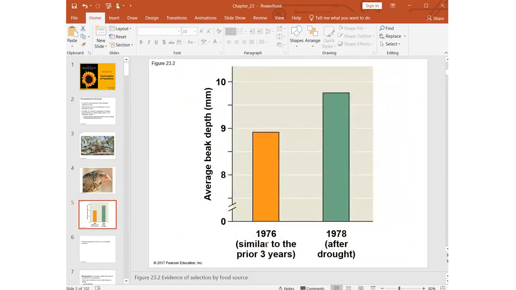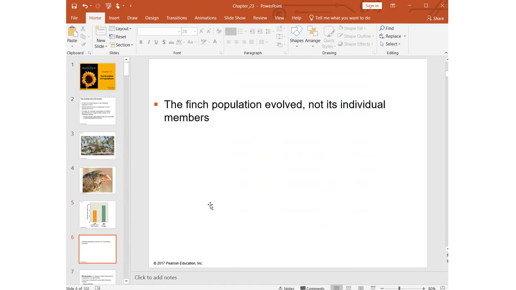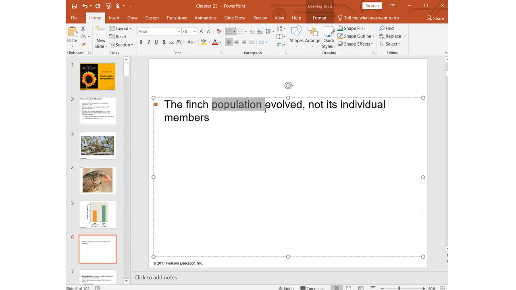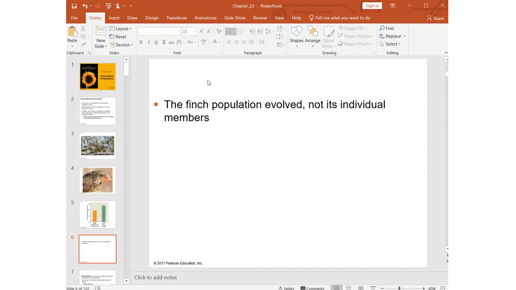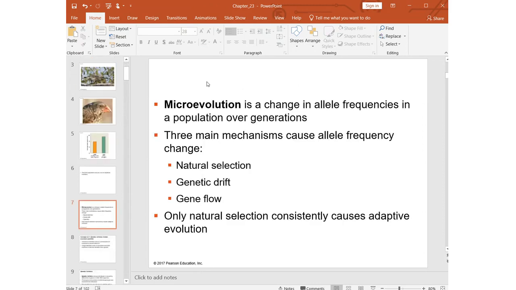In 1976, before the drought, the average beak depth was a little bit less than 9 millimeters, but it was almost 10 millimeters after the drought. So they did some careful records of these birds. Again, to emphasize the point, the finch population evolved, not the individual members. The individual members suffered competition and natural selection, but the population itself was what evolved.